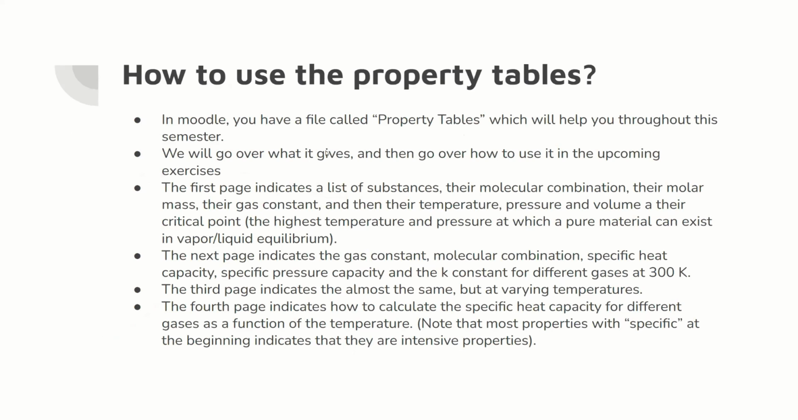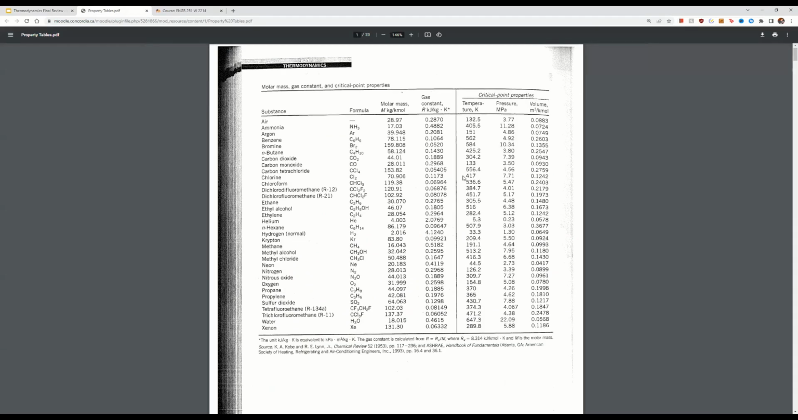Okay, so this is very important, especially if you didn't do very well in the first quiz. I don't think any of the other types of examinations would test you on property tables, but it's very important to know how to use them. This is definitely going to show up during the final exam. Maybe not the whole property tables pack that you see in your Moodle page, but definitely enough to test your knowledge about it. So let's actually go over it.